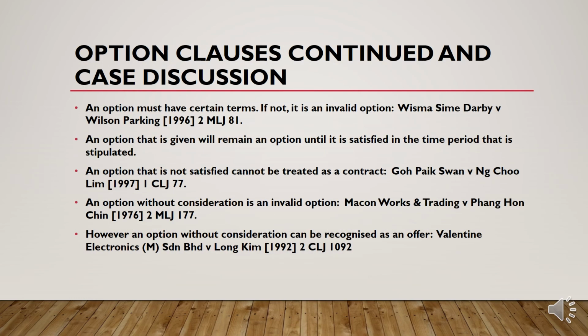So we have a lot of cases here for you to look at. So an option must have certain terms. If not, it becomes an invalid option. This is stated by the case of Wisma Dabi. An option that is given will remain an option until it is satisfied, and if an option is not satisfied, then it is no longer a contract, as said by Gopexwan's case.